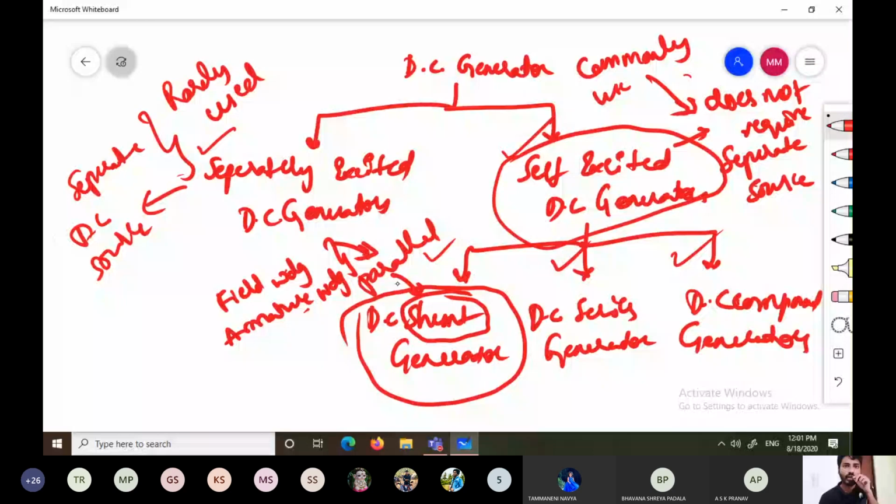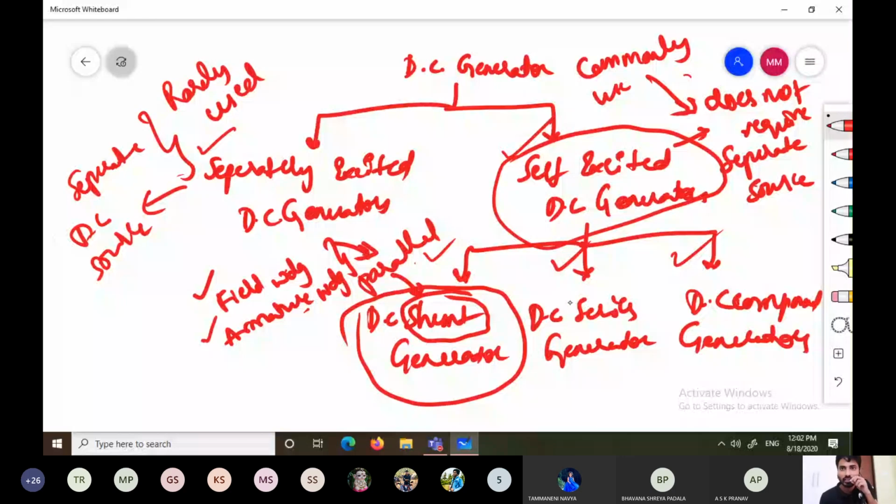Why? Because this generator converts mechanical energy into electrical energy. So we are using electrical load. The final output is the electrical power, so we are drawing the electrical loads. That means the current is able to be drawn with the help of loads. So in case of a DC shunt generator, the field winding and armature winding are connected in parallel to load. Now we'll see about a series generator.